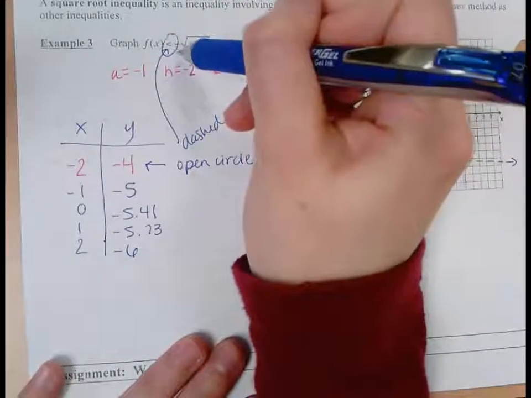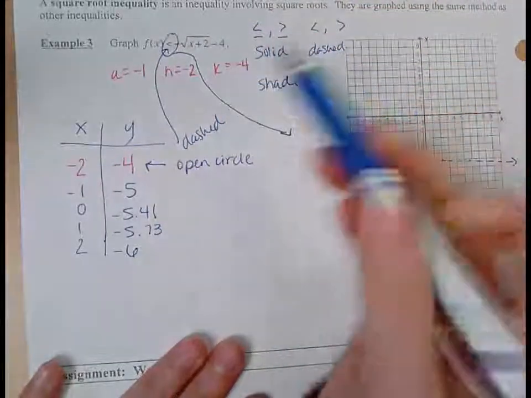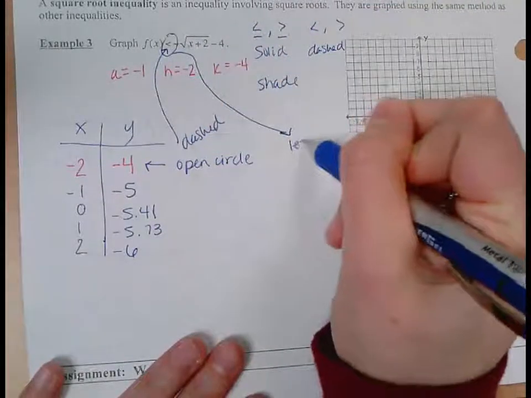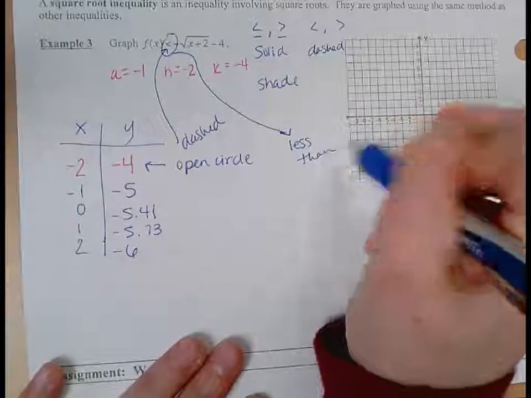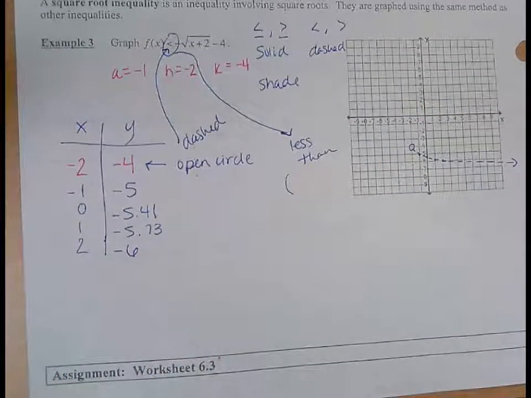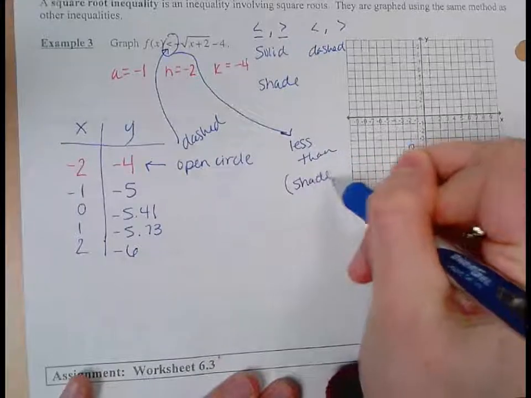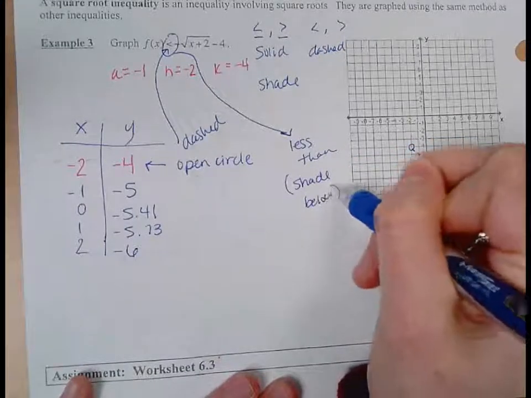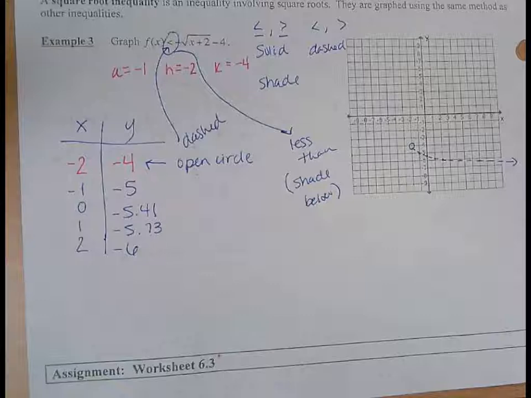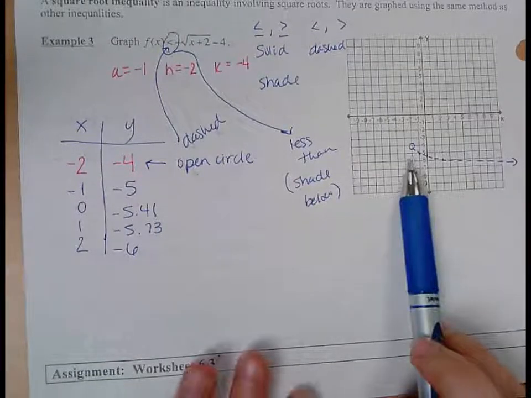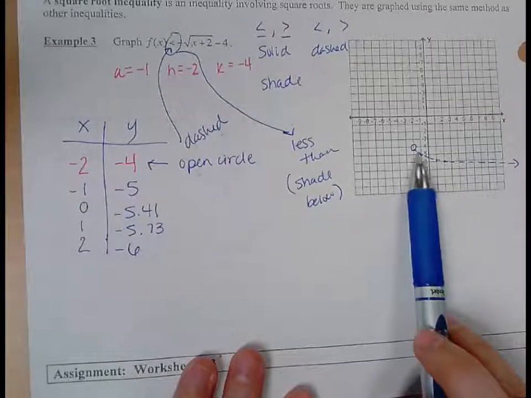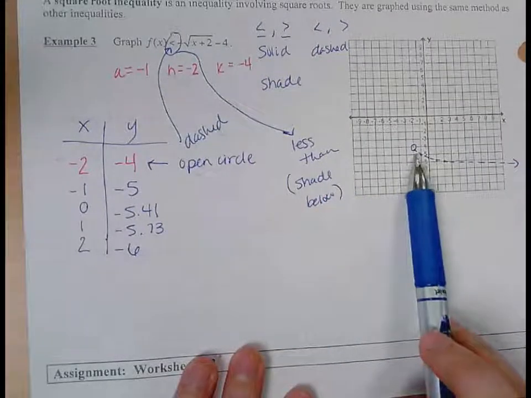you look at your inequality symbol. This is the less than symbol. So if your symbol is less than or equal to, you shade below the curve. If it's greater than or equal to, you shade above it. Now along with that though, you do not shade anything to the left of your starting point.